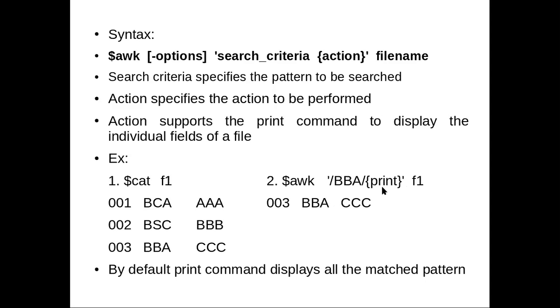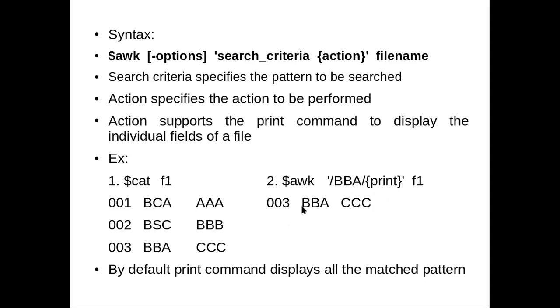If I simply give print, it will print the entire record, the entire line which contains the pattern BBA in the file F1. So this particular awk command will search for the occurrence of the pattern BBA in the file F1. If we find any record or line containing the pattern BBA, the print action will print all the fields of that line or record. So if I am simply giving print, it will display all the fields of the record which contains the pattern BBA.